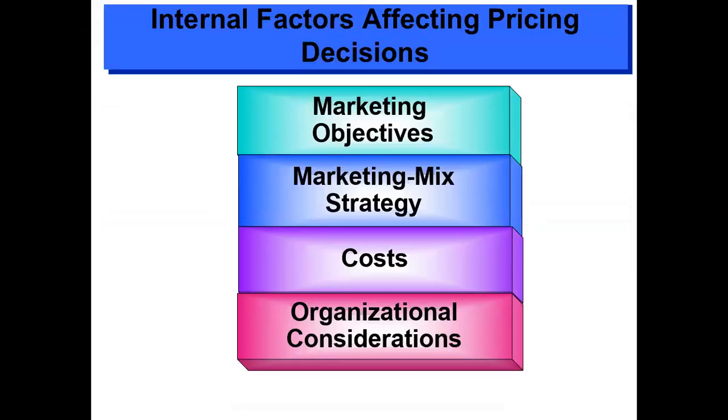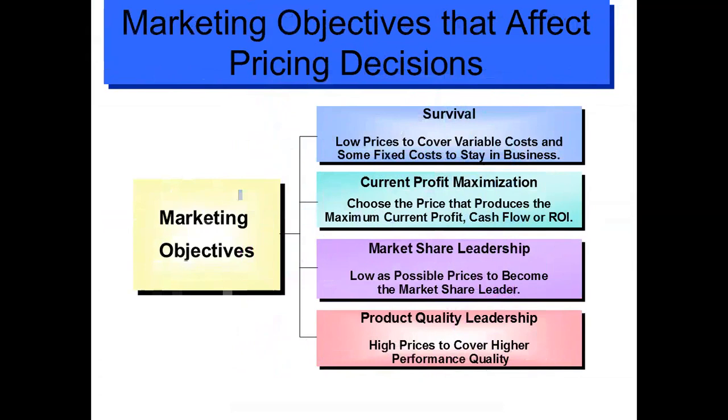We know why the internal factor is very important. Internal factors are all the factors and attributes that are within the control of the organization, where the organization has a greater call on it, and can change a number of things to make their pricing decision. These internal factors can be further classified as marketing objectives, marketing mix strategy, cost, and organizational consideration. So let's talk about the marketing objective that affects pricing decision.